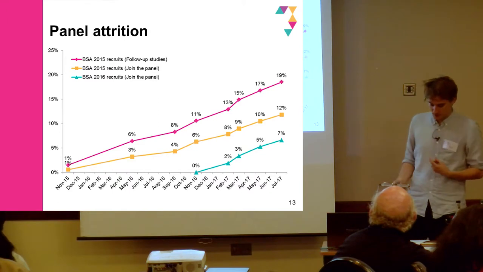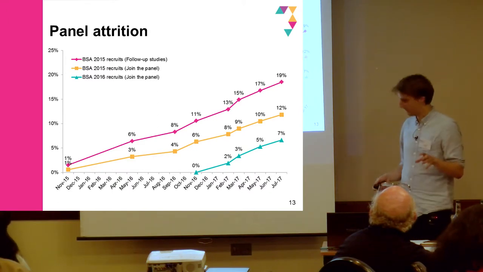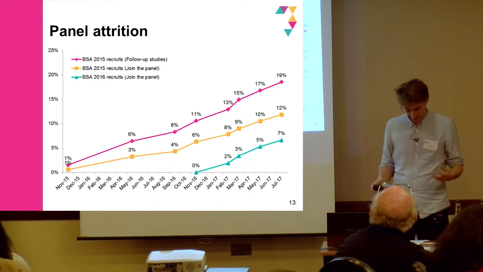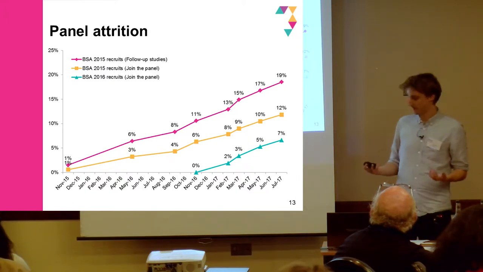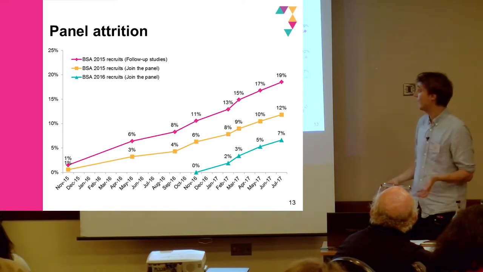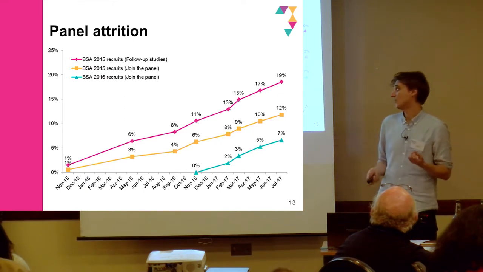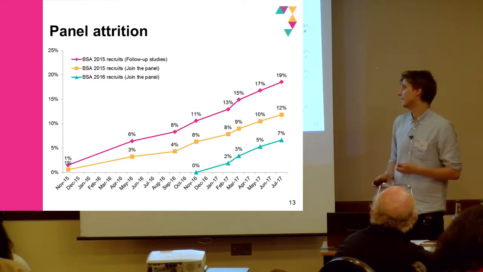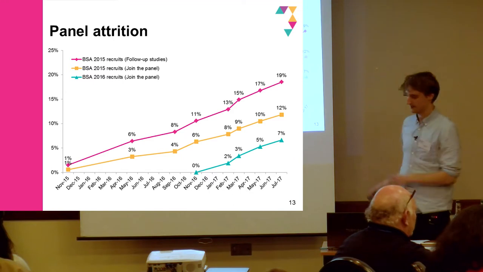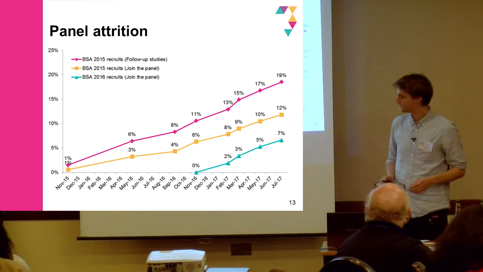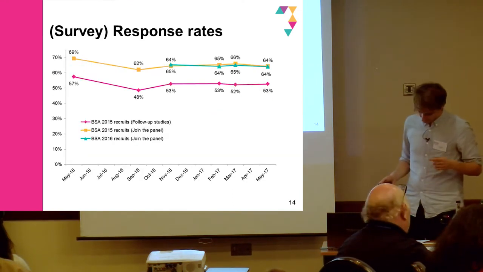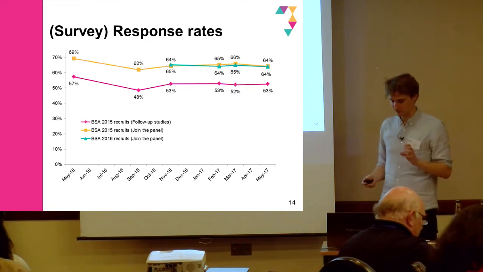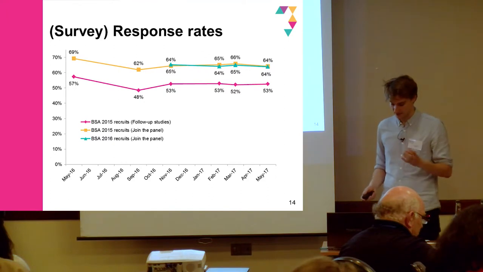But what this chart also shows is that the attrition rate varies by the invite groups. Those recruited to the follow-up studies, the pink line at the top, are far more likely to leave the study than people who were asked to join the panel, also in 2015, which is the orange line below, or the blue line in 2016, which obviously needs to be shifted back along if you want to compare them. As well as this, the recruitment rate difference is balanced somewhat by the differential survey response rates.